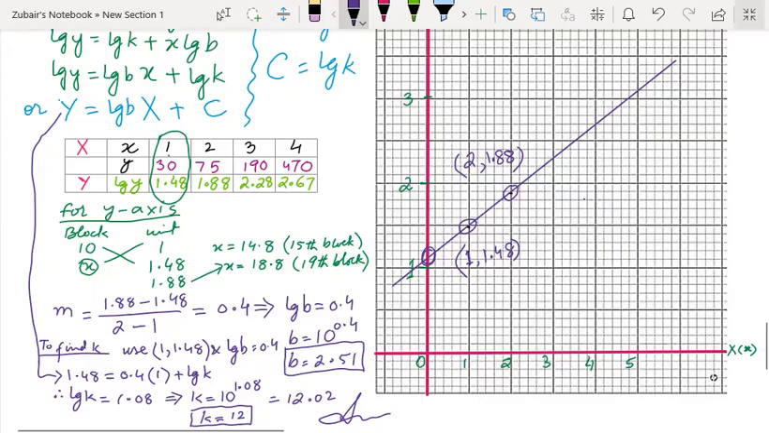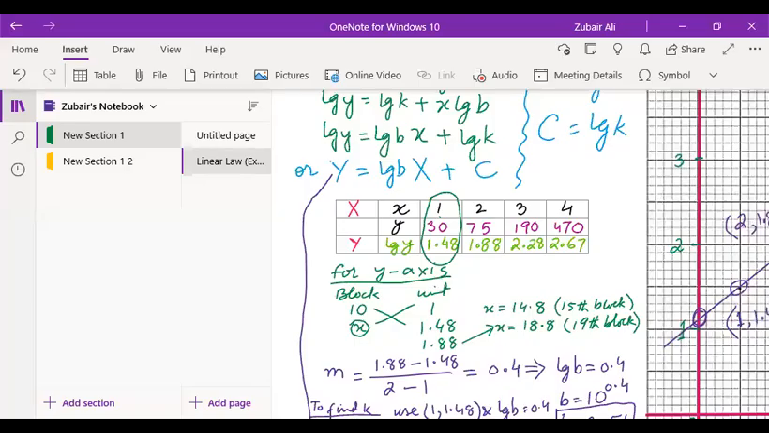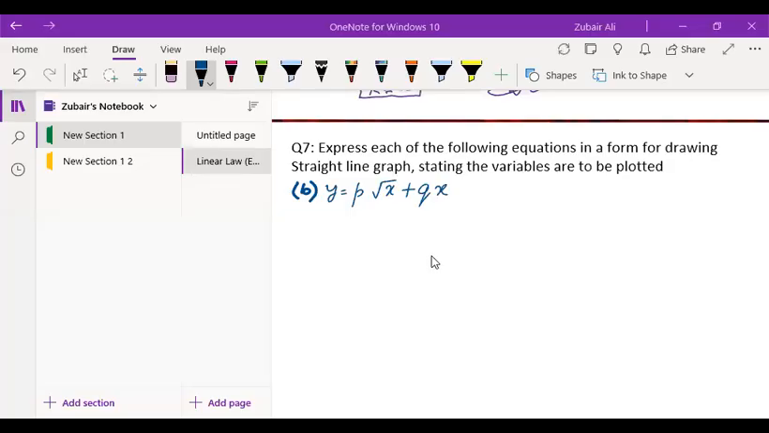So now we do question number 7. So this is question number 7, and in question number 7, we are given some equations. We have a total of 8 parts. So I'm doing here 4 of the parts: B, D, F, H. So now starting with part B, what we have to do in all these equations, we have to express each of the following equation in a form for drawing straight line graph, stating the variables to be plotted.